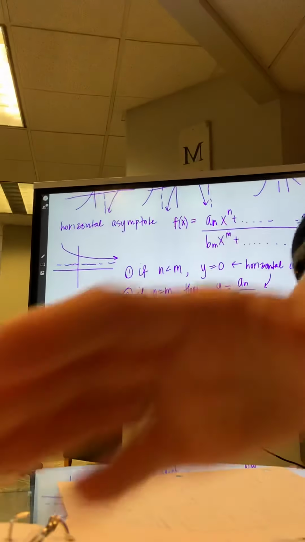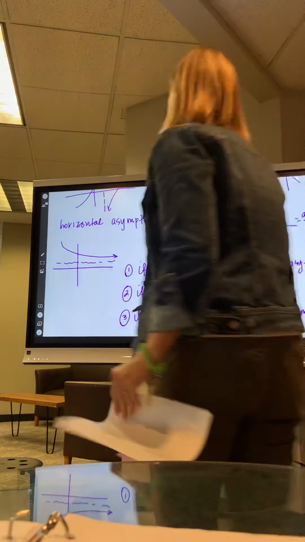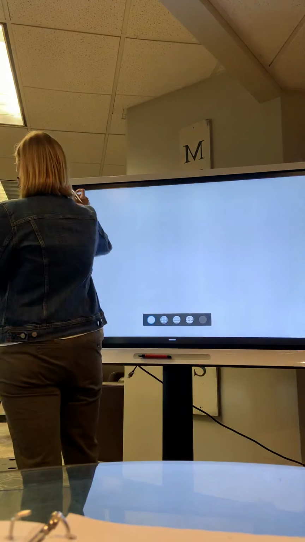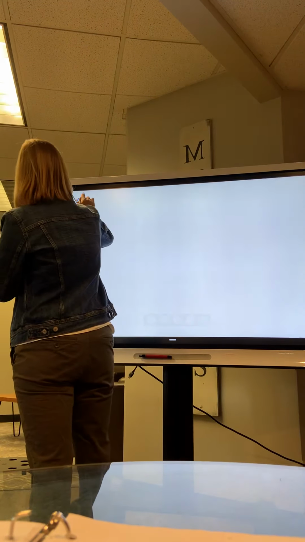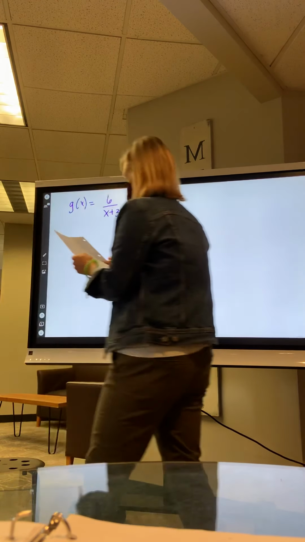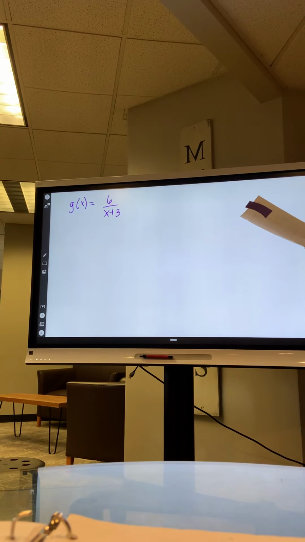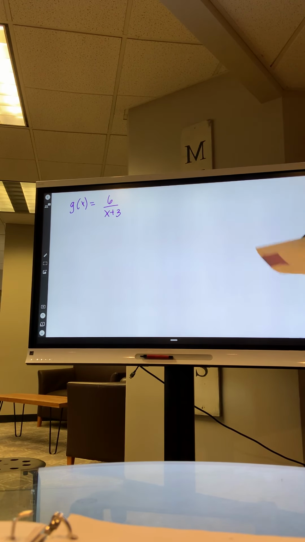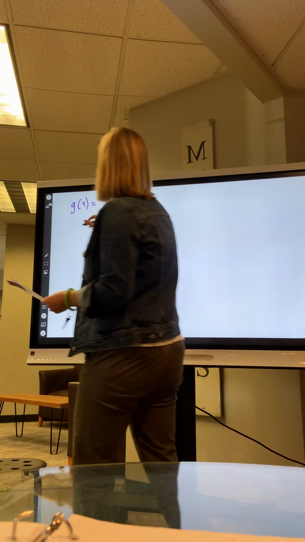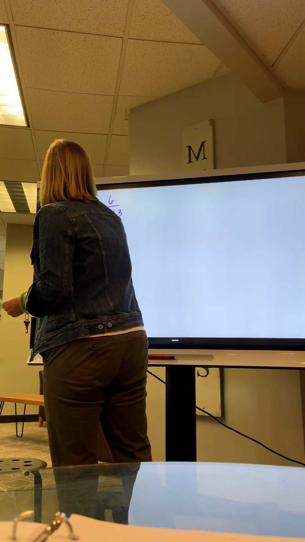Okay, here's an example. If g of x is 6 over x plus 3, we're going to try to graph this. Look at your notes. Where do vertical asymptotes occur? The vertical asymptote is where the denominator equals 0.